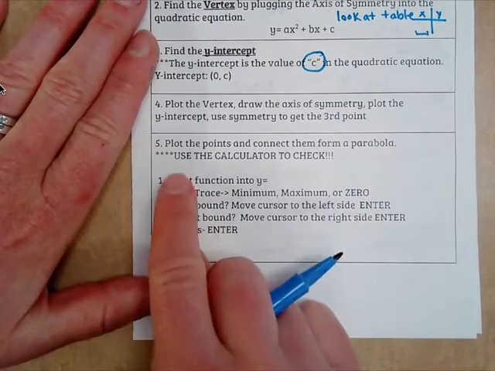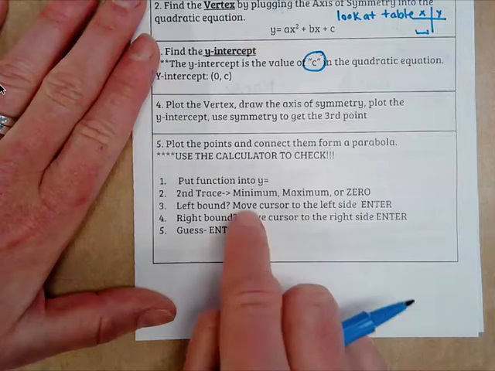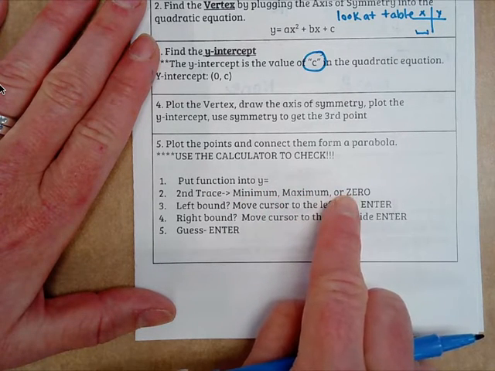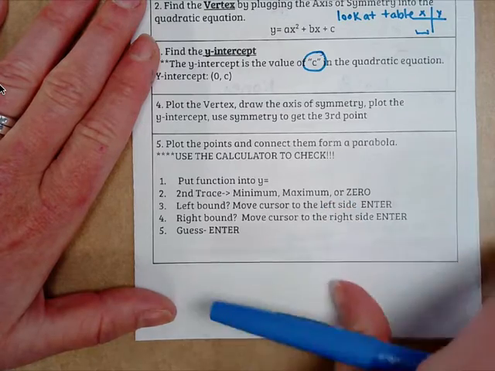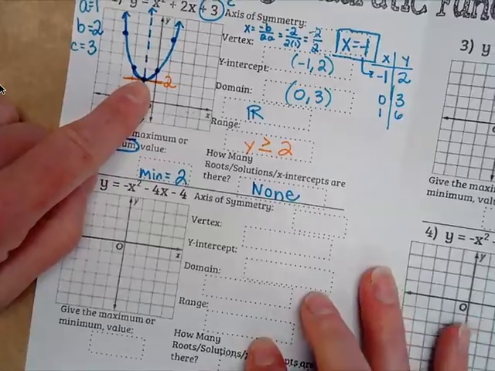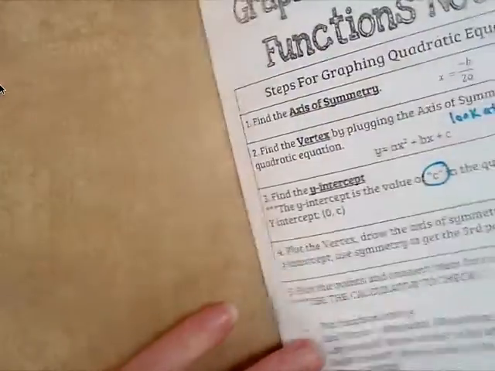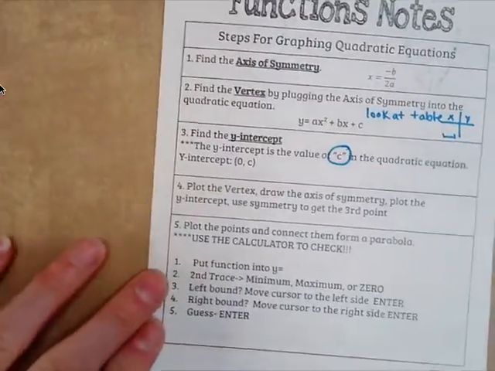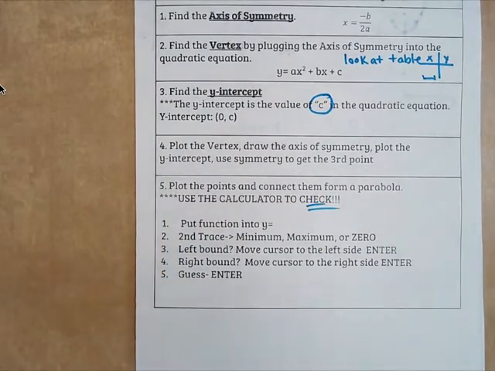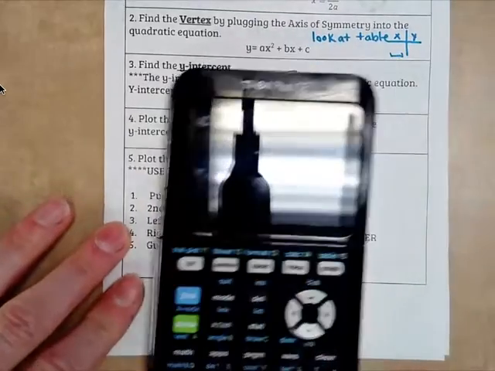Number 5 tells us that we can actually use the calculator to find some things. You can find minimum, maximum, and zero. So I'm going to show you how to find, on this one, a minimum. Your calculator can find it if you don't want to graph it on paper, you just want to check, because it says use calculator to check. So let's go to our calculator.